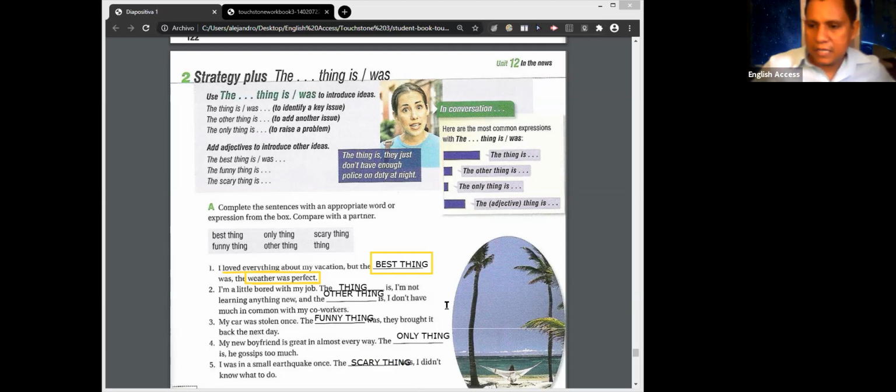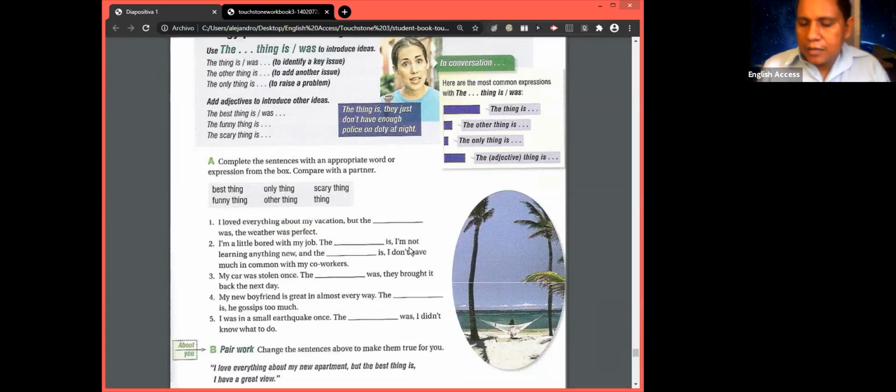Now, okay, guys, you can choose one of these, but make them true for you. You can change some ideas. For example, I love everything about my what, but the best thing was the what, okay? So I want you to think about it really quick. Think about the sentences and make them true for you.